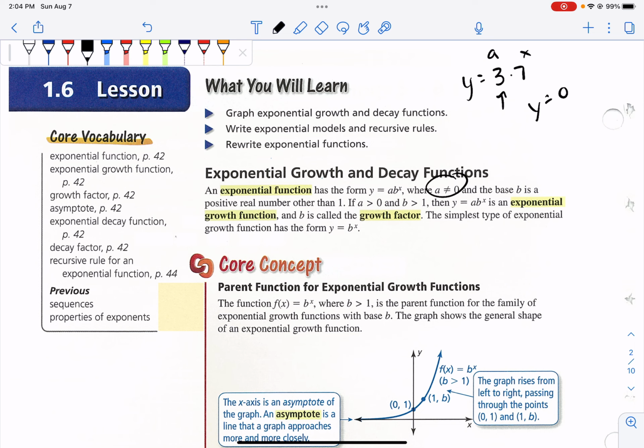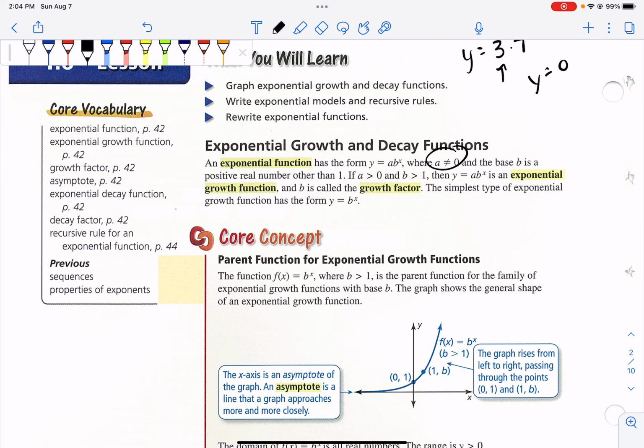So exponential growth happens if a is not 0 and b is greater than 1. Okay, so if a is greater than 0 and b is greater than 1, then you have what's called exponential growth. So if you have something like y equals, and really, guys, we're not going to use a very often except for in the story problem. So if y equals 4 to the x, this is exponential growth. If y equals 1,324 to the x, that is exponential growth because my base value is bigger than 1, okay?